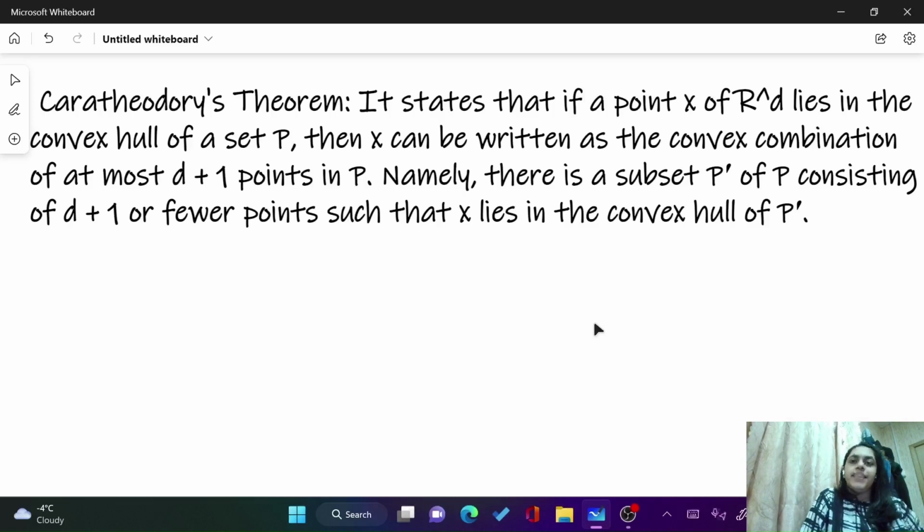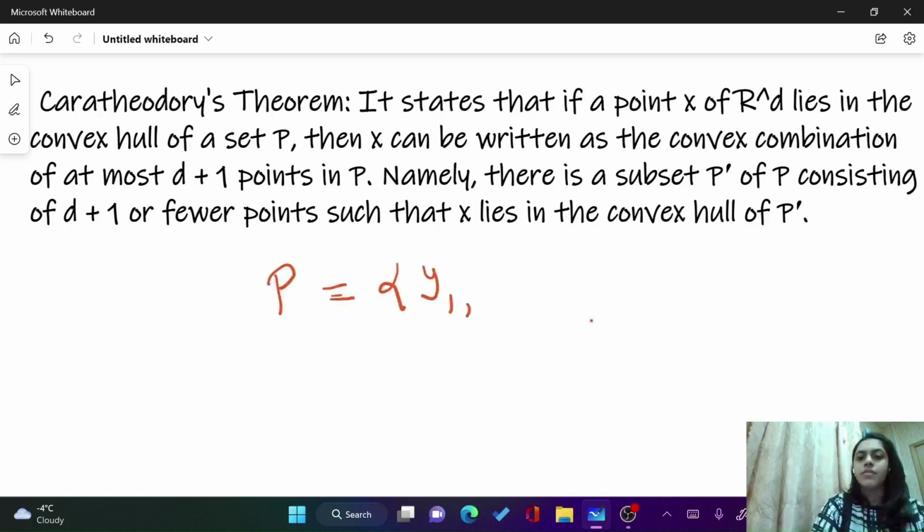Hello everyone. In this lecture, we are going to talk about Caratheodory's theorem. It is in convex geometry. So let's see what it states. It states that if a point X is in R^D and it lies in the convex hull of a set P, then X can be represented as a convex combination of at most D plus 1 points in P.